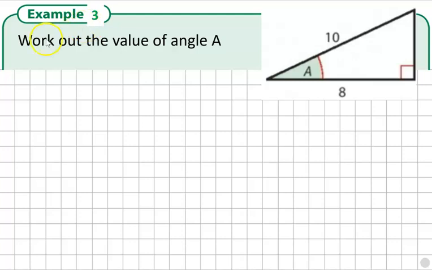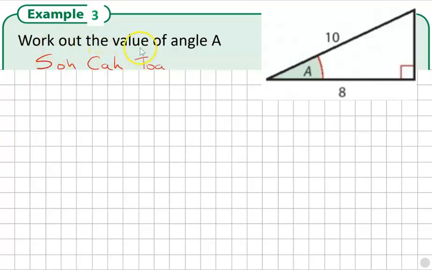So example 3, work out the value of angle A. So here we have angle A, and we have the hypotenuse, which is 10. This side here is opposite the angle, so this is known as the opposite, so we don't have the opposite, and we do have the adjacent. So we have the H, the hypotenuse, and we have the A, the adjacent.